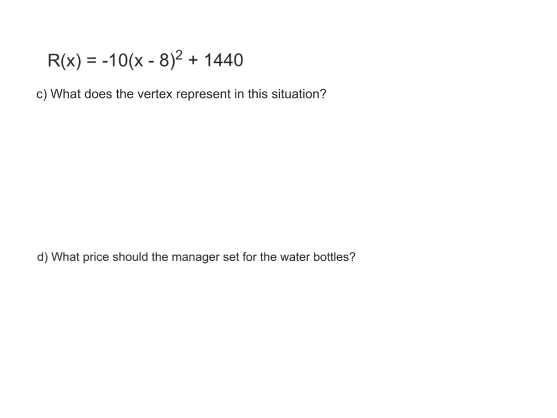So here's the function in vertex form. What does the vertex represent in this situation? Just before we do that, the vertex is 8 and 1440. But Alvin's going to tell us what that represents in this situation, because he already told me and it was good. What is it? So, I'll type it while you say it. So it represents how many times you have to increase the price by 2 to get the maximum amount of revenue.